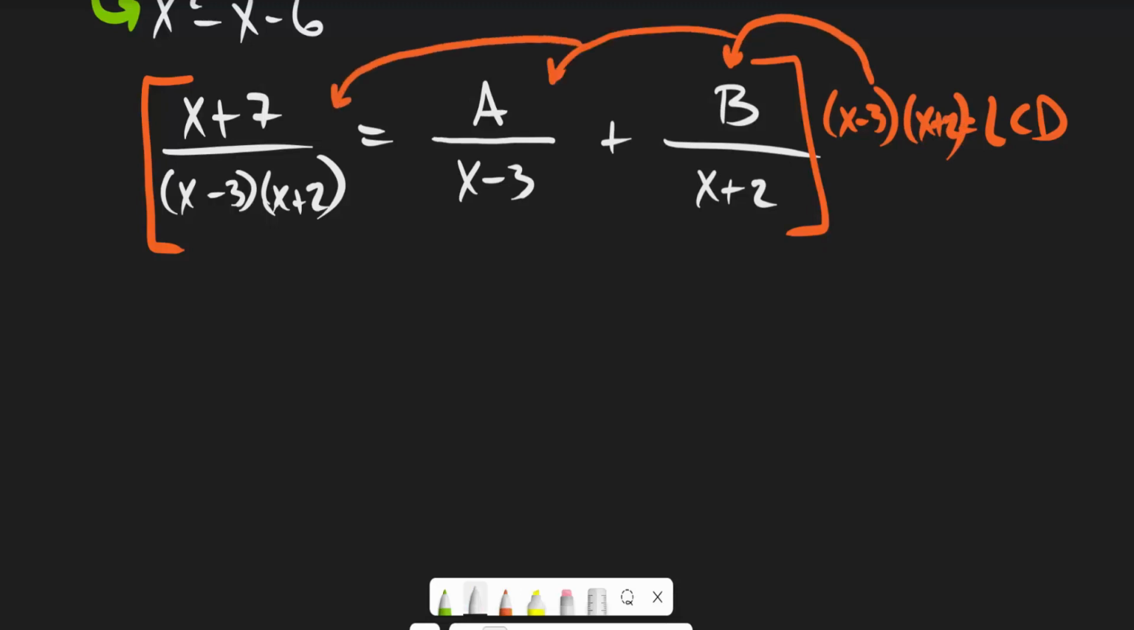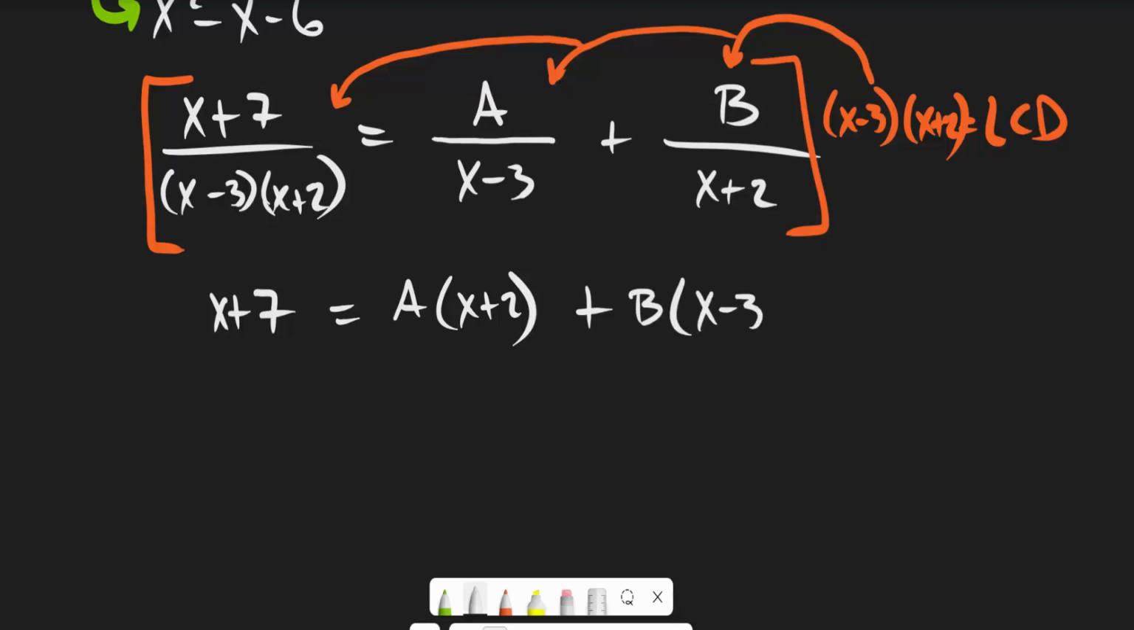On the left-hand side, everything cancels except the x plus 7. For our first term here on the right, we've got an x minus 3, so this x minus 3 and that x minus 3 are going to cancel. So then what we're going to be left with is the a and an x plus 2. And then very similar with the last term here, the x plus 2's are going to cancel, so we're going to be left with our b and the x minus 3.